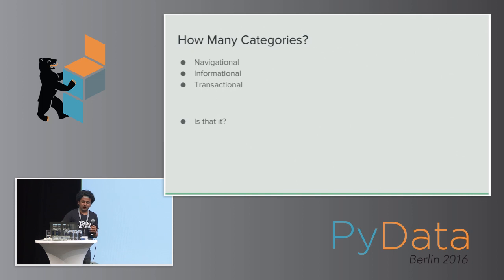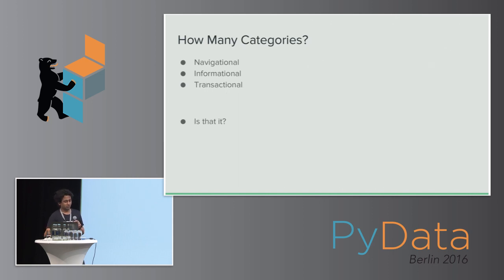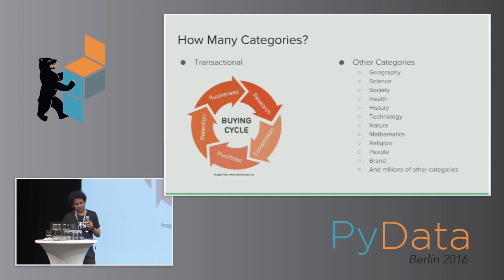So then we have transactional queries, and these queries represent the intention of buying a product or a service. So if you're looking for a Galaxy phone or iPhone or whatever phone, or you're looking for shoes, clothes, or a plumber to fix something in your house, these kinds of queries are transactional queries. You already saw that, so it's no surprise anymore. Is that it? No, it's not.